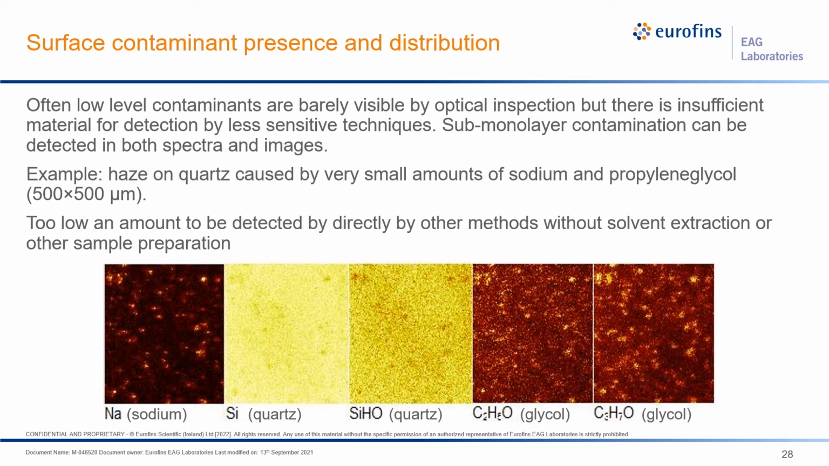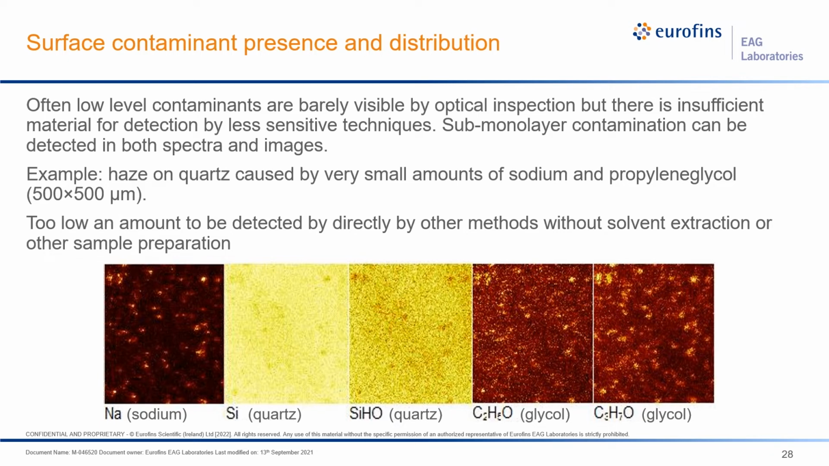In this case, when we do ion imaging of about a 500 by 500 micron area, we can see species due to the quartz substrate. Very bright, but we also see heterogeneous distributions of sodium and some glycol peaks, I think probably from propylene or ethylene glycol. And in this case, the only way we'd be able to get these with other traditional techniques would be probably to do a solvent extract with either ultra pure water or with a solvent.